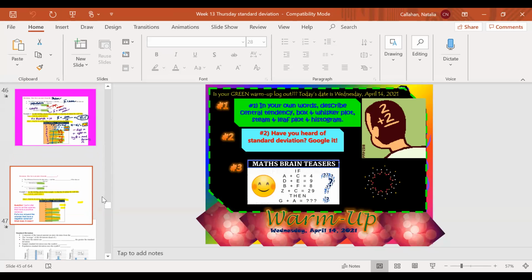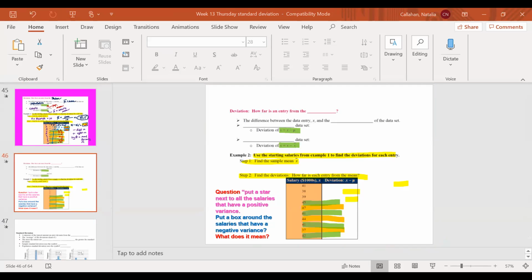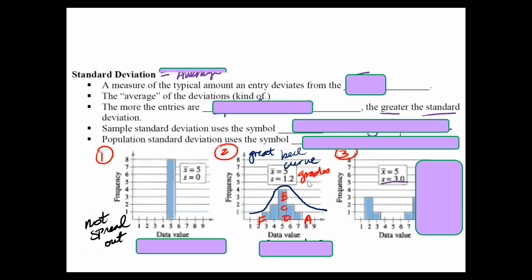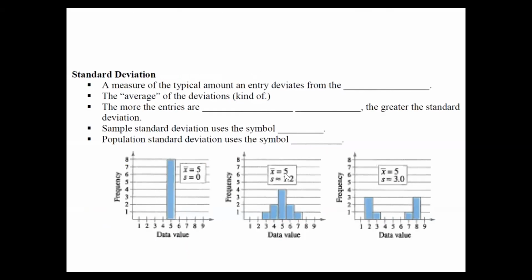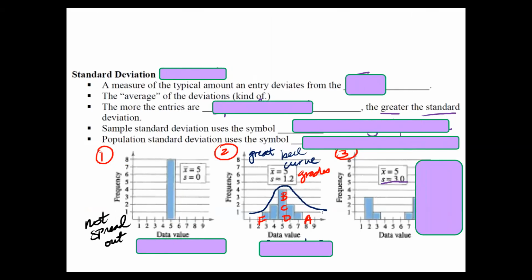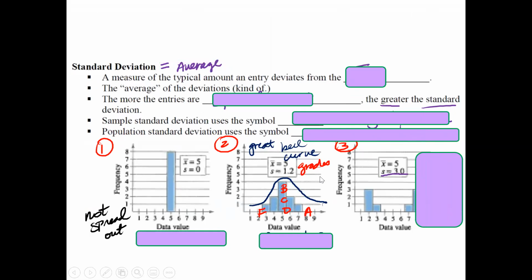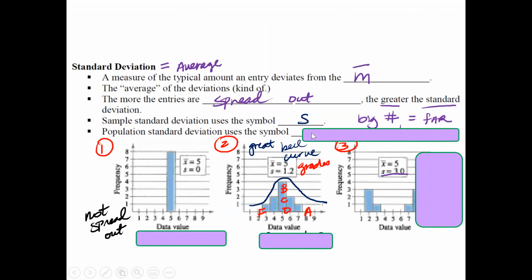Okay, let's go ahead and take a look at the next part of this. Okay, standard deviation, looking at this part here, is going to be the measure of an entry deviating from the mean, the average of the deviation. The more entries are spread out, the greater the standard deviation. The sample standard deviation uses the symbol S. Population standard deviation uses this little kind of circle with a line on it.